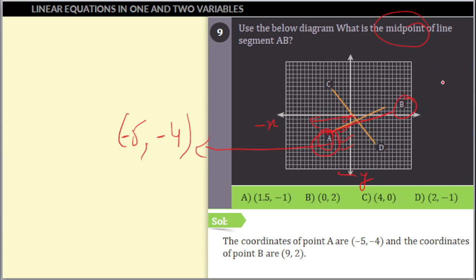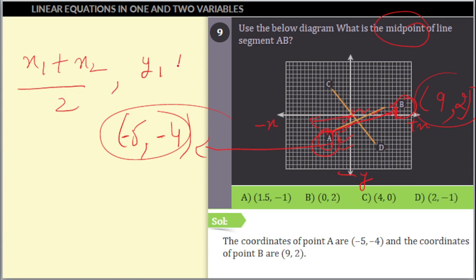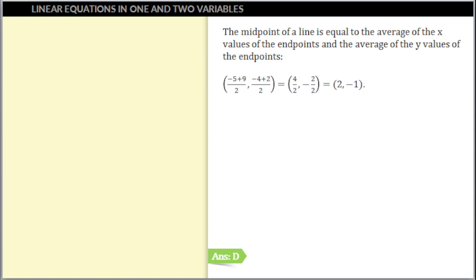For point B, in the x-axis I count there are 9 squares, so I will write 9, and this is the positive x-axis, so this is 9 only. In the y-axis I count there are 2 squares, so I will write 2. So these are the coordinates of A and B. Now by applying x1 plus x2 divided by 2 comma y1 plus y2 divided by 2, I can find the midpoint's coordinates. That will come out as 2 comma minus 1.